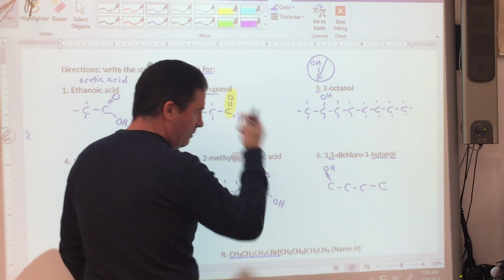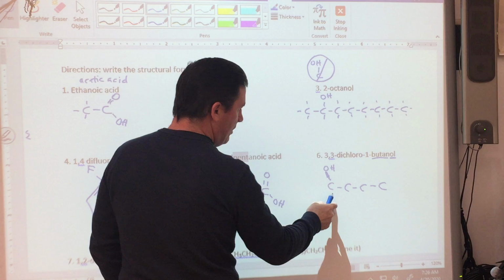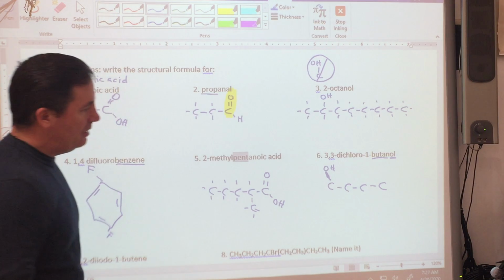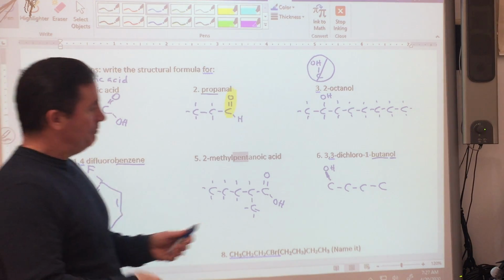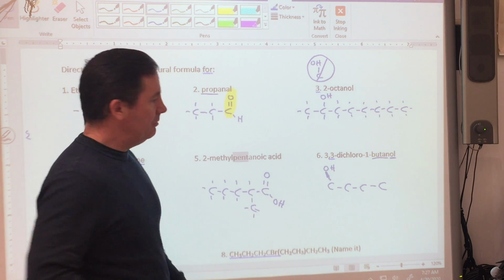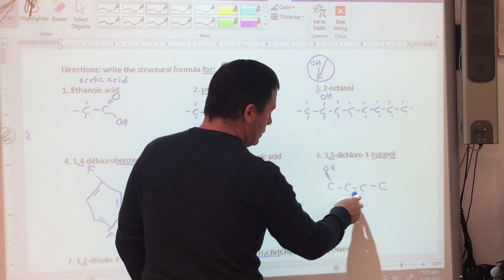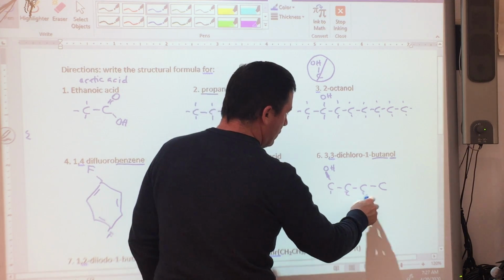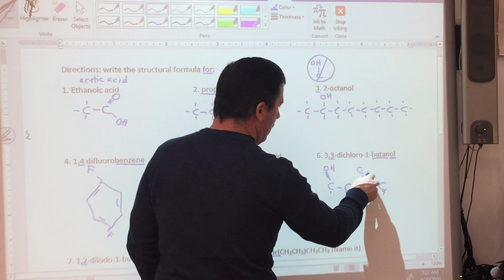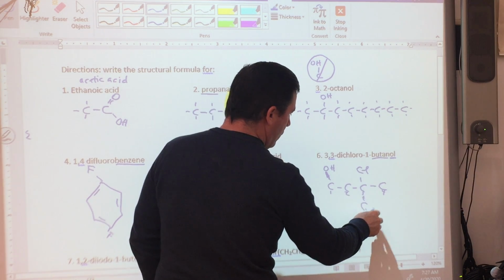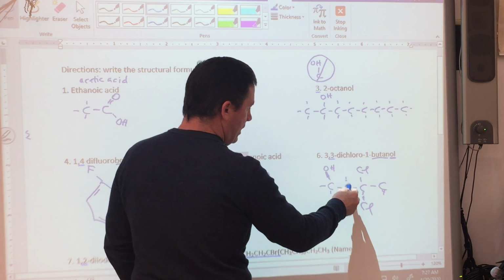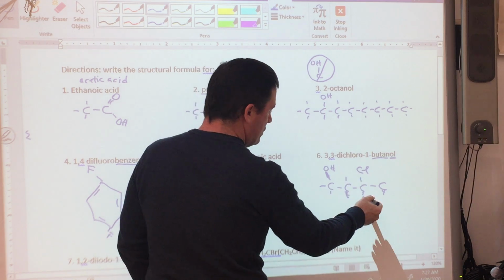So when I'm naming alcohols as well and building them, the alcohol group, OH, the carbon to which it is attached has got to be the lowest number. Okay? So this is number 1, 2, 3, and 4 as far as carbons go. So that's 1, 2, 3. That's dichloro, there's 1 there, and 1 there. Dichloro-1-butanol. After that, I just fill in my lines for the rest of my hydrogens.